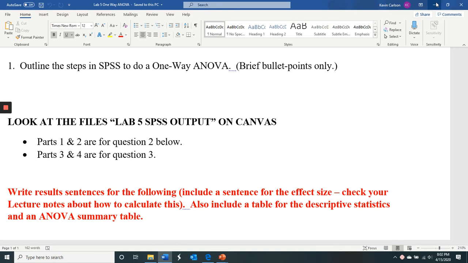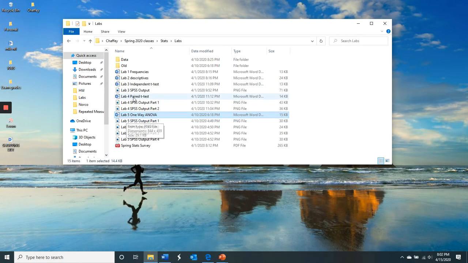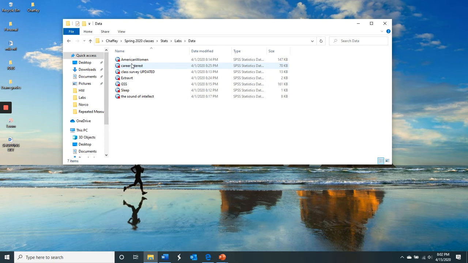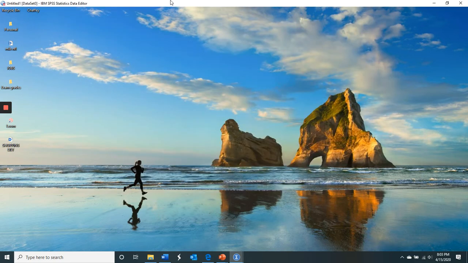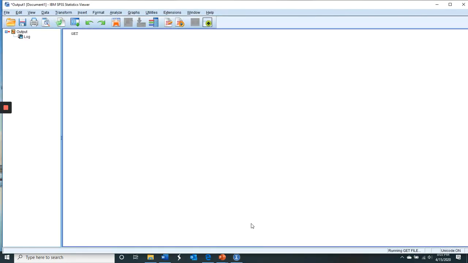I probably should have opened some data, but it's pretty easy. It doesn't matter what I open up, although I think the sleep data is what we were doing repeated measures for. So I'm going to show this in a second. Remember, it's analyze, compare means, and then one-way ANOVA. I do want to show this, so I apologize for this slight delay.